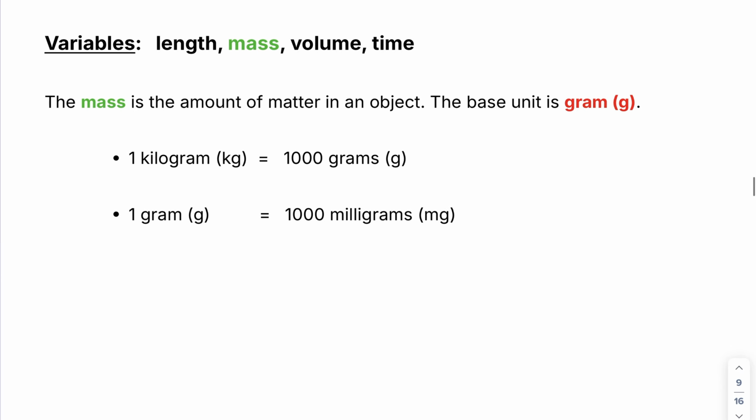All right, now let's shift gears to mass. Mass is the amount of matter in an object, okay? The base unit is gram, or the letter g. So for example, 1 kilogram is equal to 1,000 grams, and then 1 gram is equal to 1,000 milligrams, okay? Now, you can think of mass as quote-unquote equivalent to weight, but it's not the same, okay? Weight is different on Earth versus the weight of a particular object on the moon, okay, as an example.